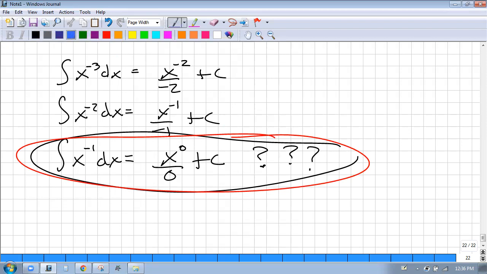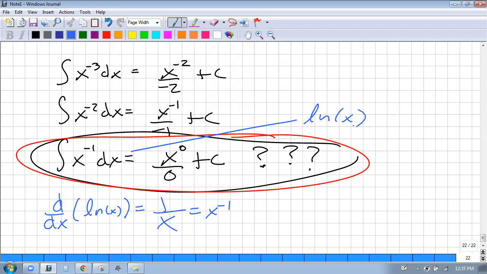Remember, the derivative of natural log was 1 over x, right? So boom, right here, the integral of this is going to be natural log of x. Who knew that natural log of x is the same thing as x to the 0 divided by 0? I mean, what is this? This is 1 divided by 0. Natural log is not 1 divided by 0, is it? 1 divided by 0 doesn't make any sense. 1 divided by 0 is anything you want it to be, right?